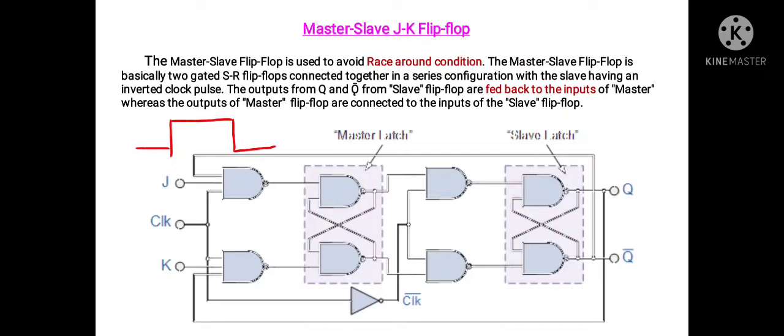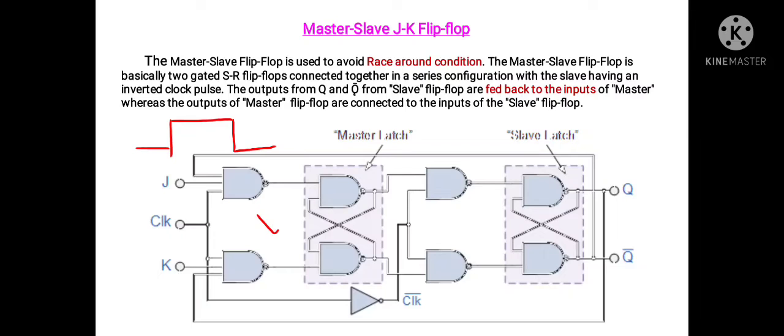To avoid this race around condition, there are two possible solutions. One is to convert wide duration clock into very short clock or into spikes. And other method is to use or to construct the circuit which is known as master slave JK flip-flop. The circuit shown below is a master slave flip-flop, which is basically two gated or clocked SR flip-flops connected together in a series configuration with the slave having an inverted clock pulse.